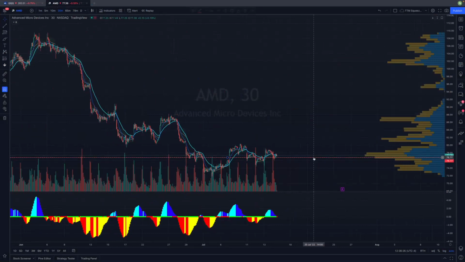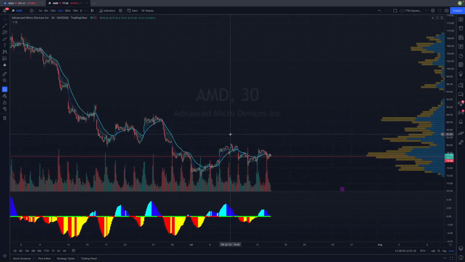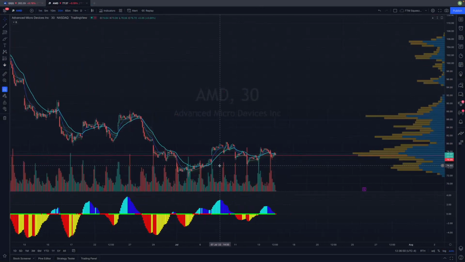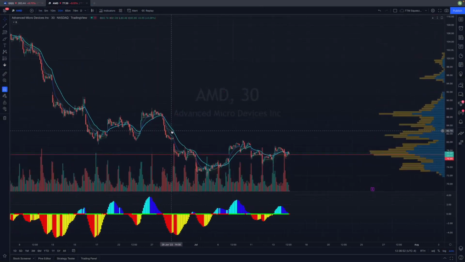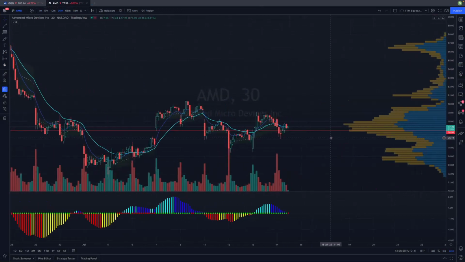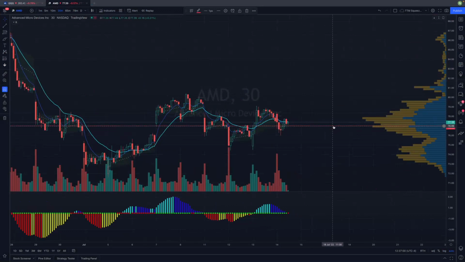So I have a key value, and what you'll start to learn as you go is we also use VP, which are these VP levels on the right hand side, and there's a couple of presentations in the education section on using VP. But let's say in theory this is AMD on a 30-minute chart. I'm going to zoom in here, and I've drawn a level here in red, and that level is based on volume profile.